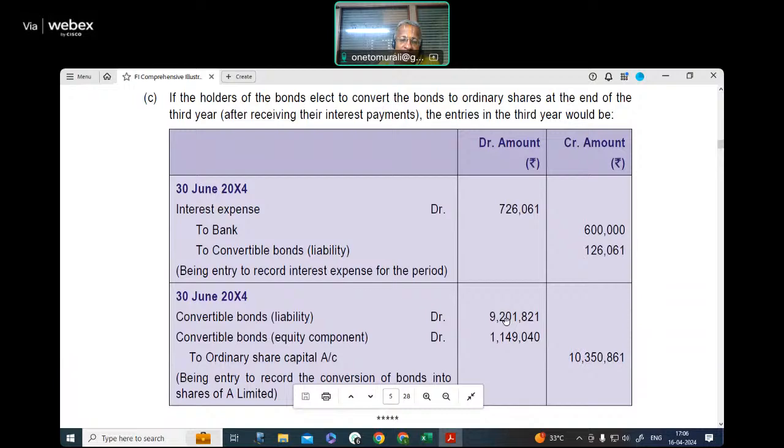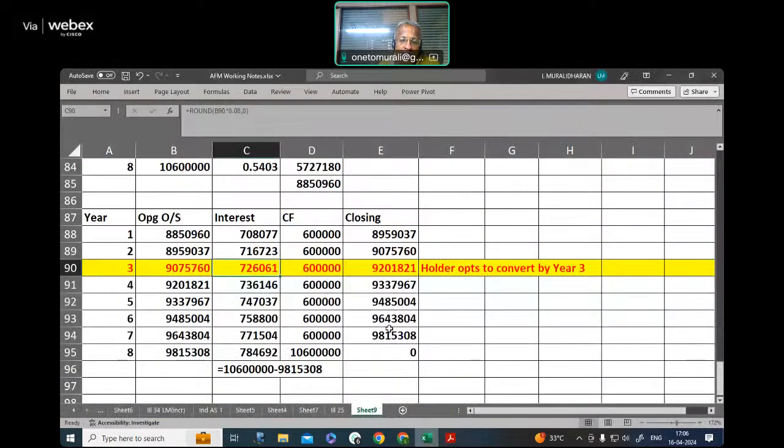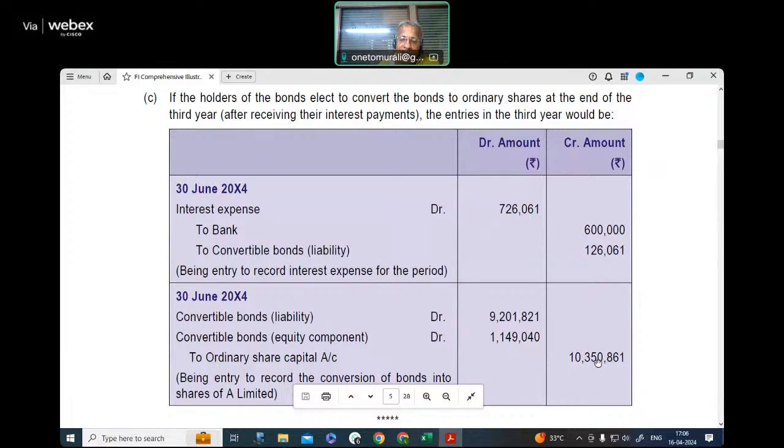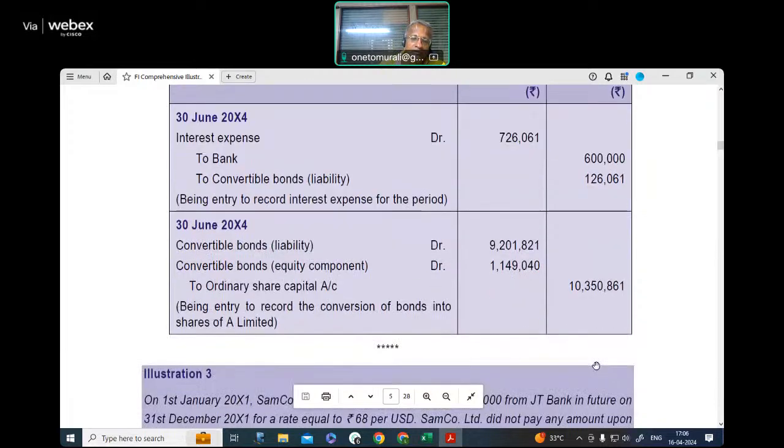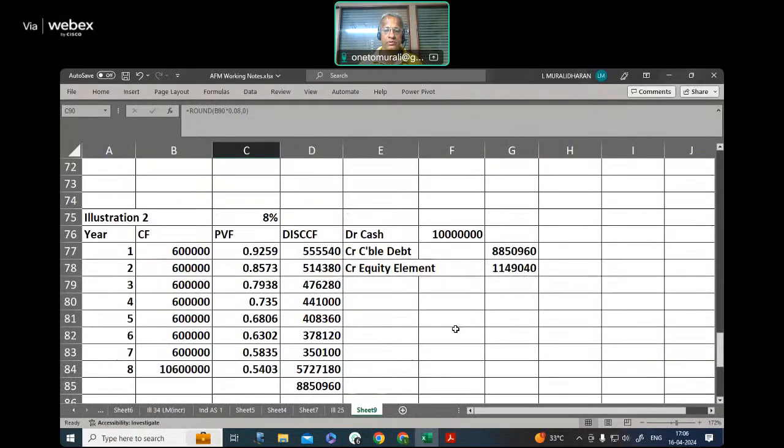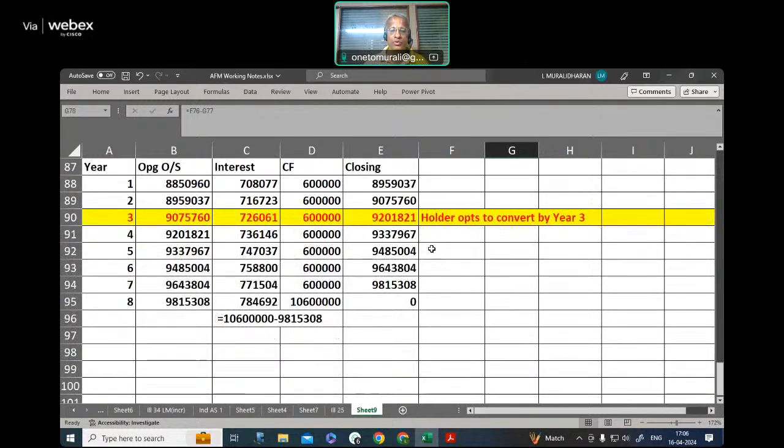So at that point of time, the liability is coming to 9,201,821, and ordinary share capital. So there is an equity component that we have initially booked. Remember that equity component that we have booked. So you have this much of liability, so debit is to be given to the liability component.